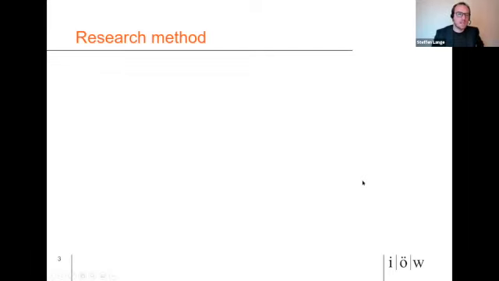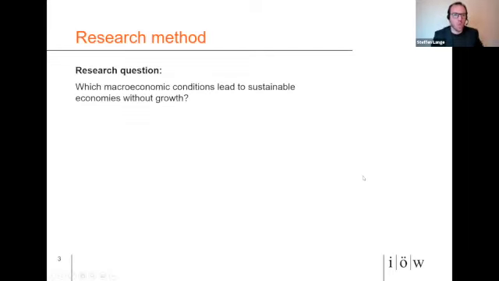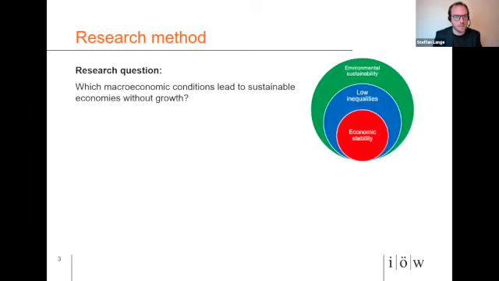All right, so coming to the research method. The question that I asked, and that is very much here in this session, I think, is which macroeconomic conditions lead to sustainable economies without growth? And by economies without growth, I mean, that's the goal, and that includes in particular ecological, but also social and economic sustainability. And I operationalized it by asking what are the conditions for zero growth? And this has been very much the topic of the former session as well, so it nicely links up.